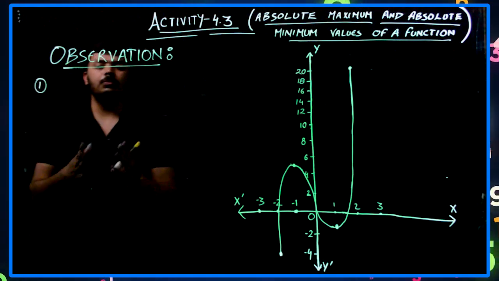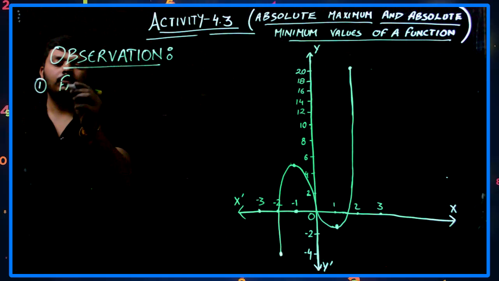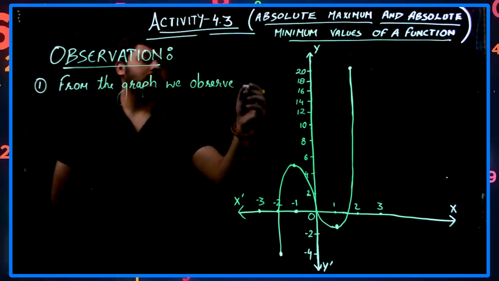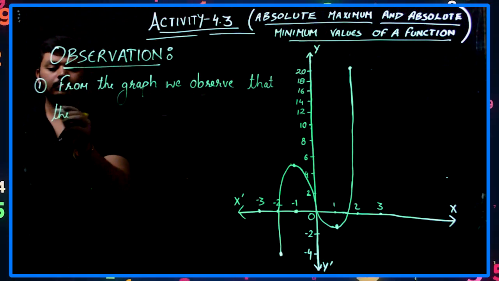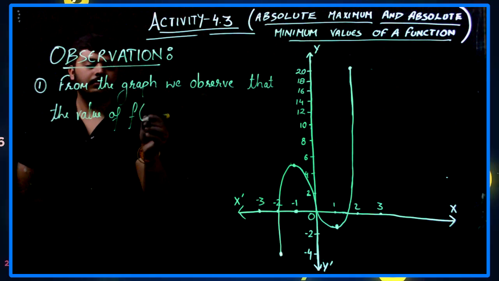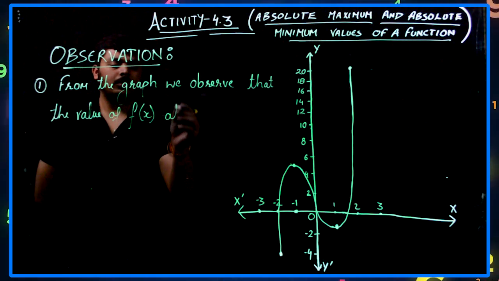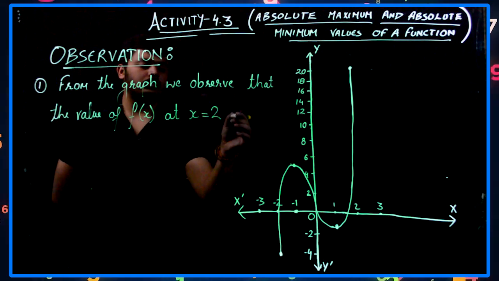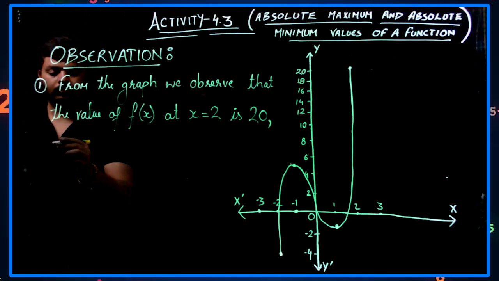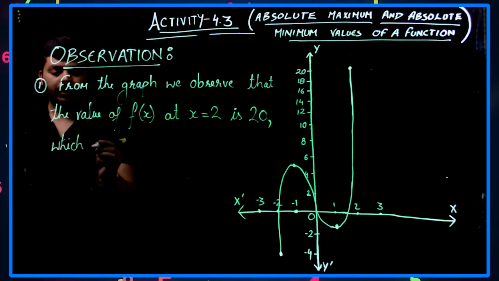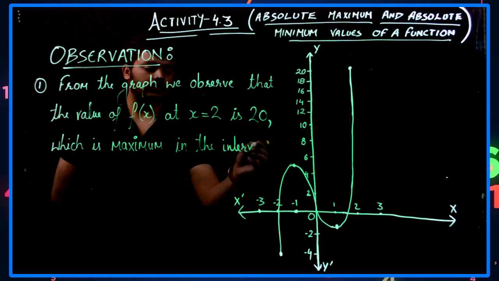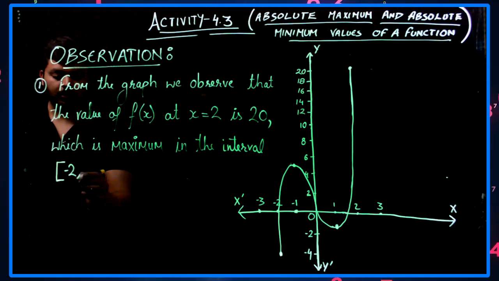So students, now let's see the observation for this activity. First, from the graph, we observe that the value of f(x) at x equals 2 is 20, which is maximum in the interval -2, 2.